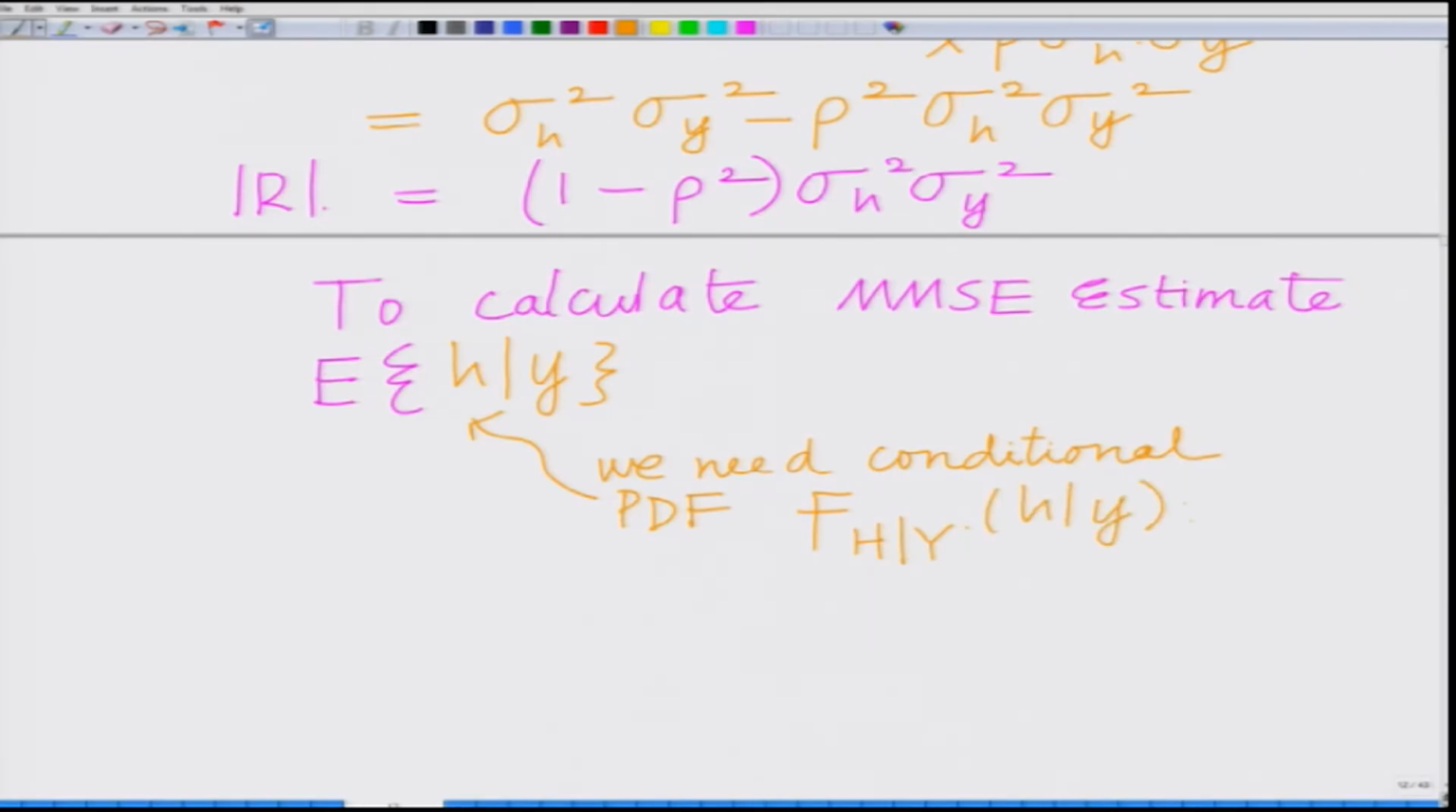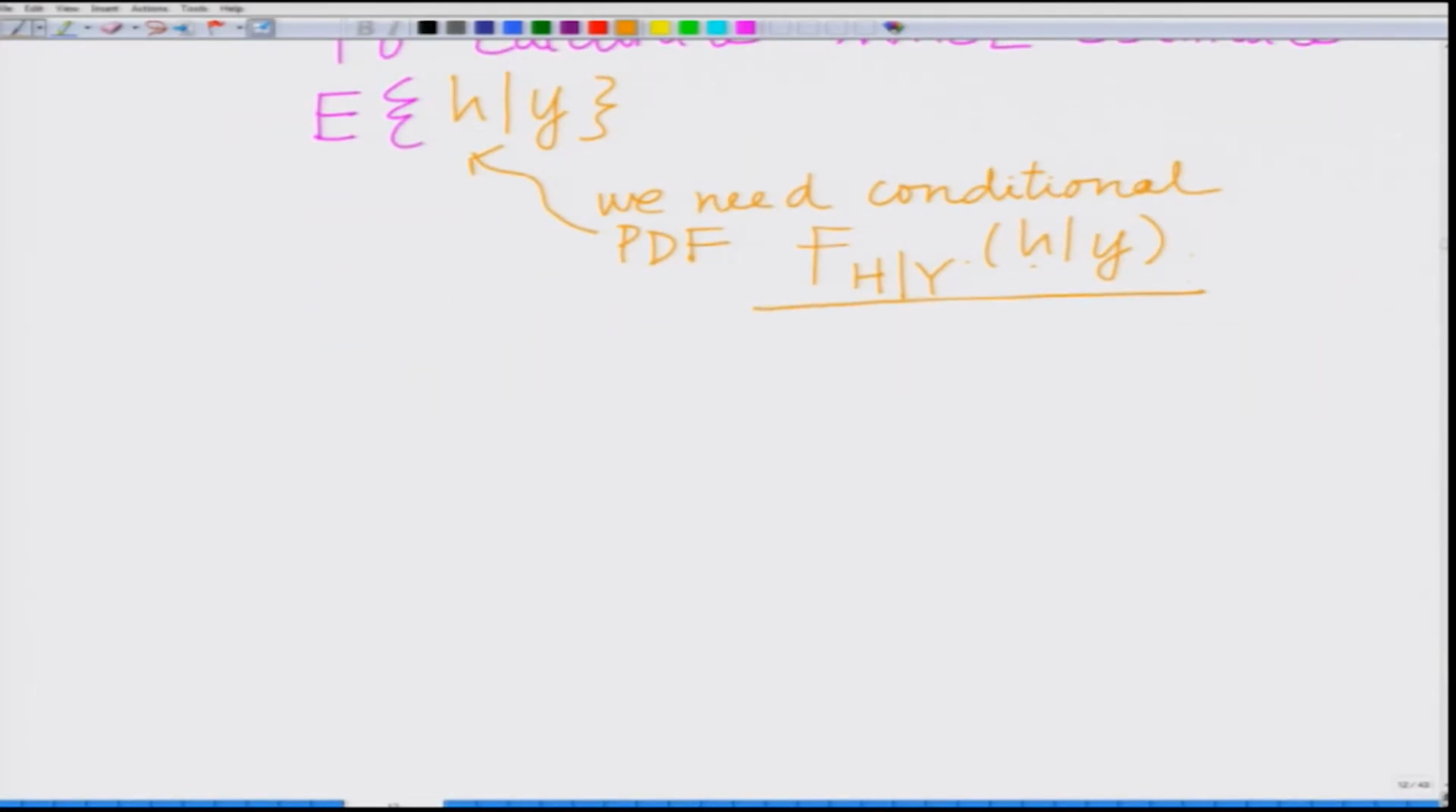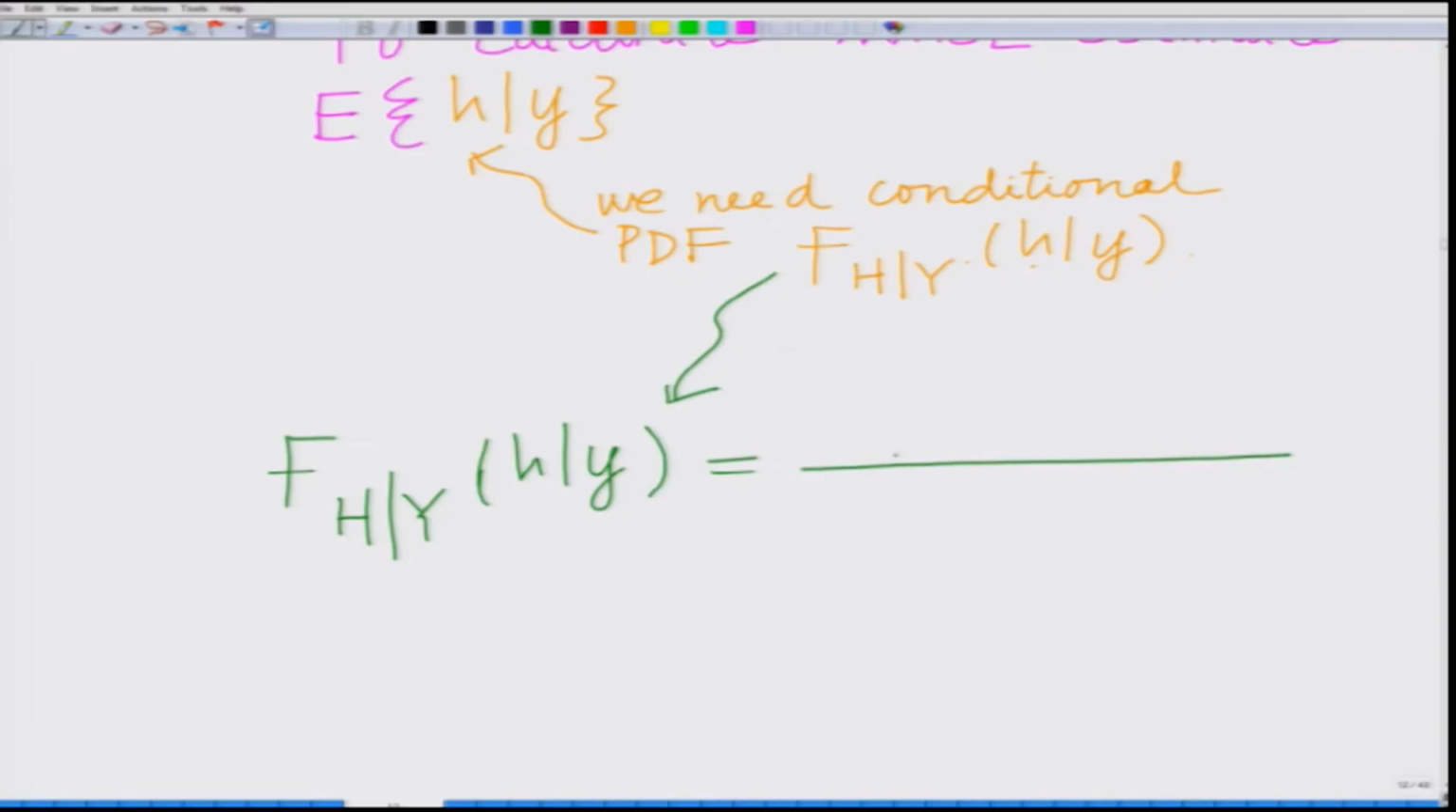We need the conditional probability density function of the parameter h given the observation y. Now, we know that this conditional probability density function f of h given y, and this is important, is basically given as the joint probability density function of h comma y divided by the marginal probability density function of y.